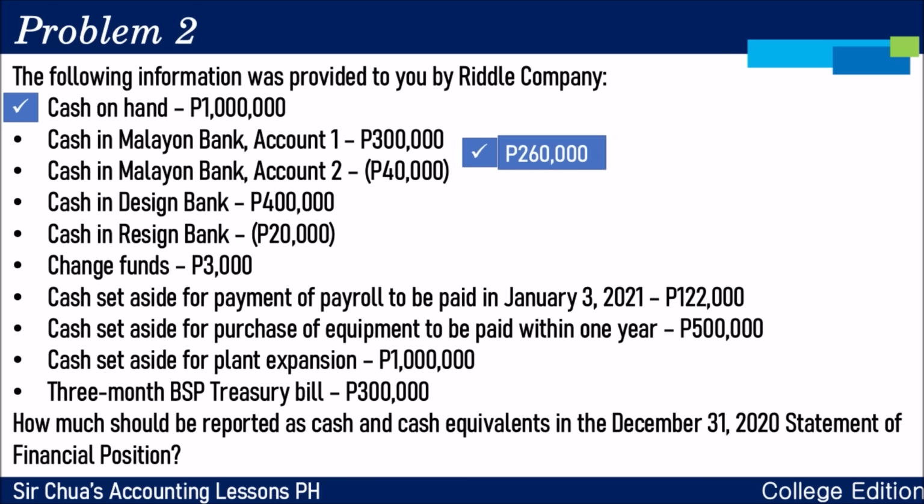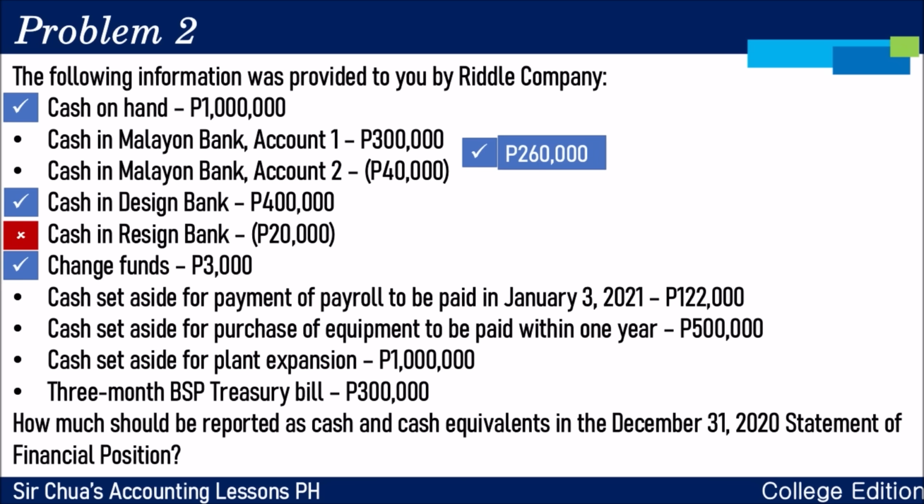How about the one in Design Bank? Hindi naman magkatulad na bangko yan, si Design Bank tsaka si Resign Bank. So yung 400,000, part pa rin po ng cash yan. Pero yung Resign Bank, hindi mo po ima-minus sa kahit anong bank balance po yan. Okay? So that will be reported as a current liability. Hindi po siya kasama sa cash amounts natin. Change fund, panukli, kasama yan.